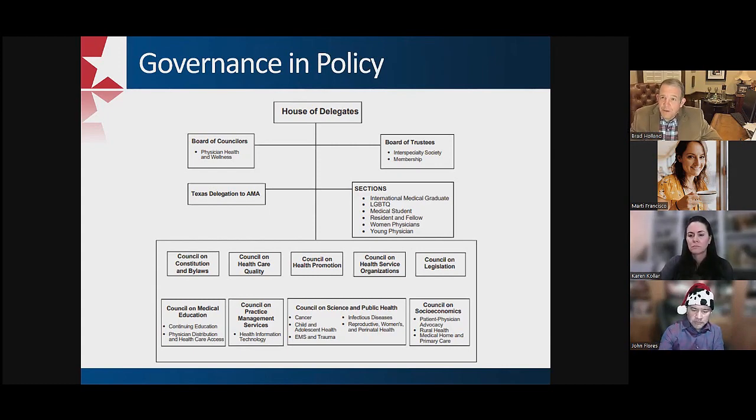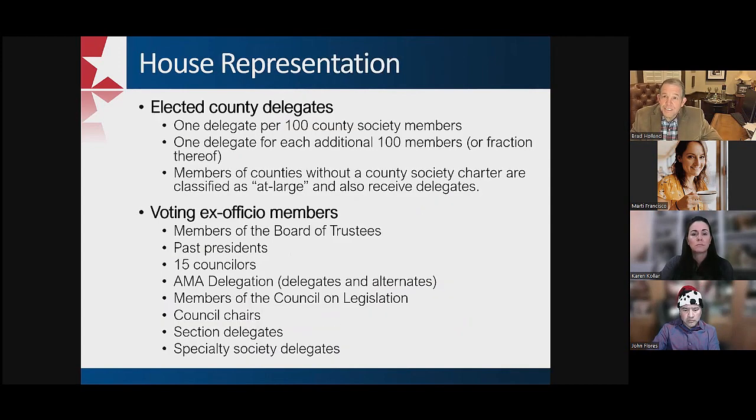That's right. So let's spend a moment just on the House of Delegates itself. And if we can go to the next slide, the House representation. So the way we determine representation within the House is that there is one delegate per 100 county medical society members, and then a delegate for each additional 100 members or fraction thereof. And then some counties are not incorporated within a county medical society charter and are classified as at large members and also then receive delegates. And that gets us the bulk of the representation, but there's also voting ex officio members of the House.